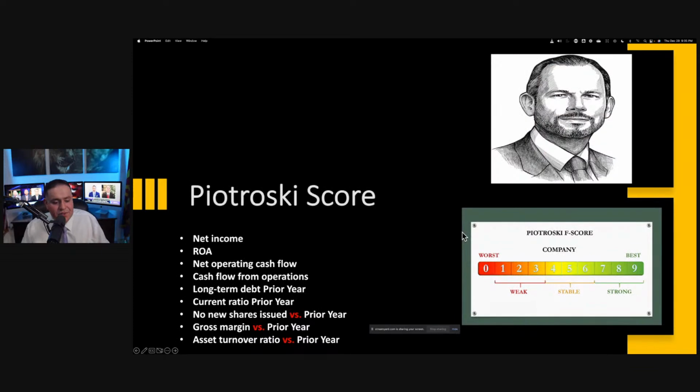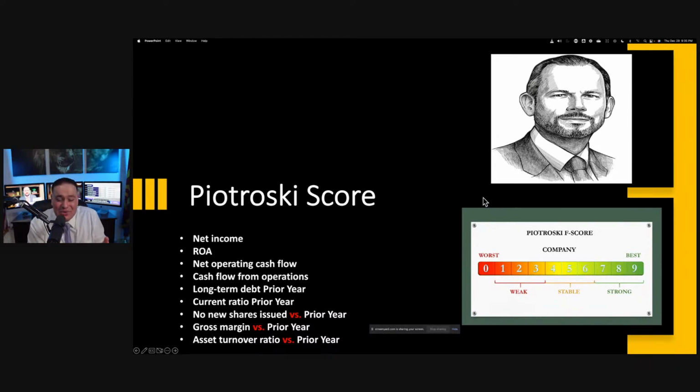Another scoring system is called the Piotroski score. This guy is a prominent professor at Stanford, and he created this 9-point system. To all my medical colleagues, think of the CHA2DS2-VASc system that you use to measure when it's appropriate to anticoagulate someone if they have atrial fibrillation. When you look at the Piotroski score, anything at 3 or under is weak, and anything above 7 is strong.